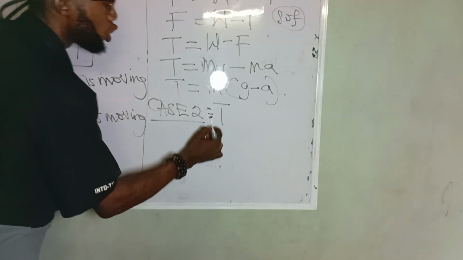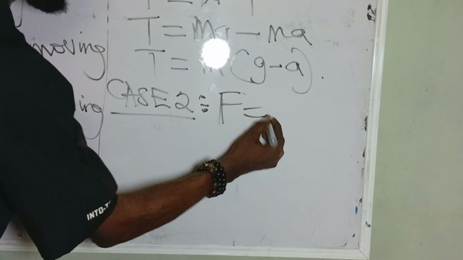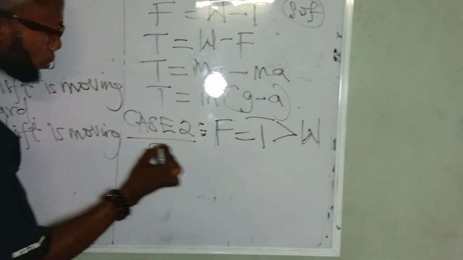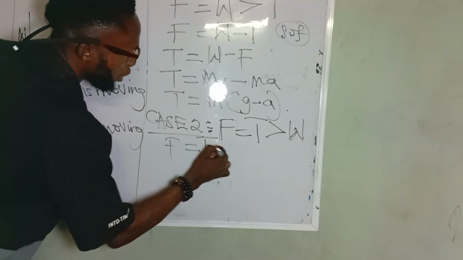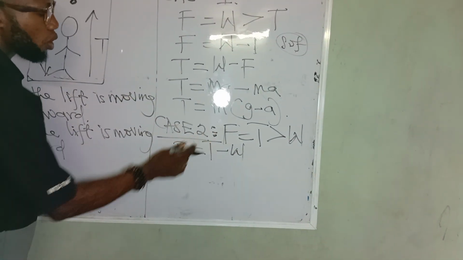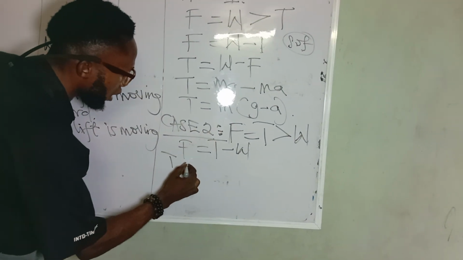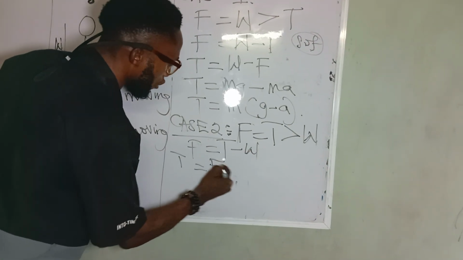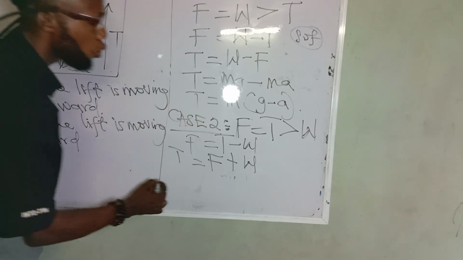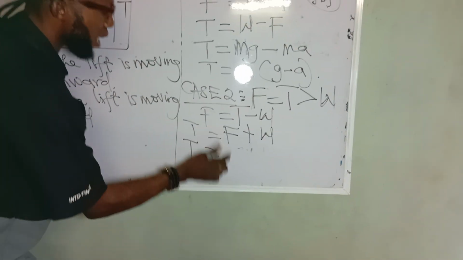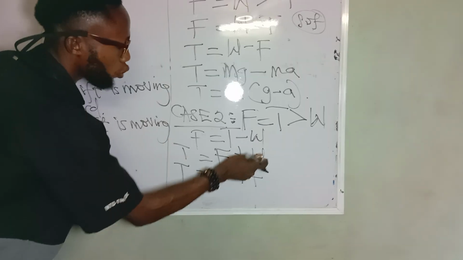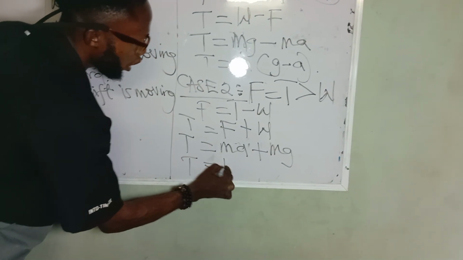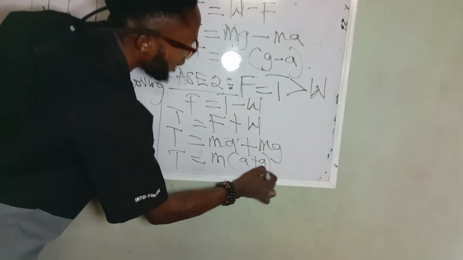Then it means that you have T. Sorry, the unbalanced force there now, because your T is greater than your weight, which means the force is T minus weight. The same thing, make your T the SOF. So you now have T equal to, you bring this minus F to this place, and it becomes F plus W. So our tension will now be equal to, what is F? ma plus, what is W? mg. Then you are going to factorize m out, so you have T equal to m open bracket a plus g. Do you understand?